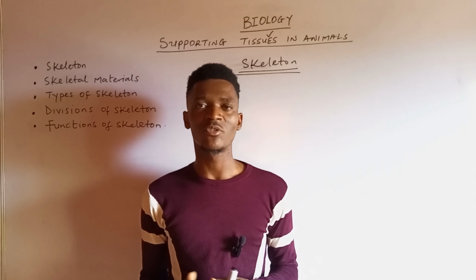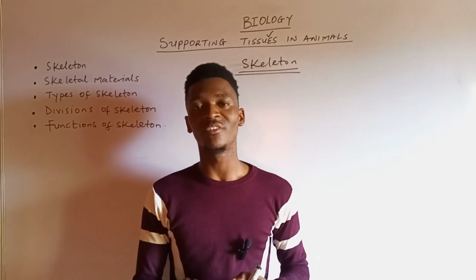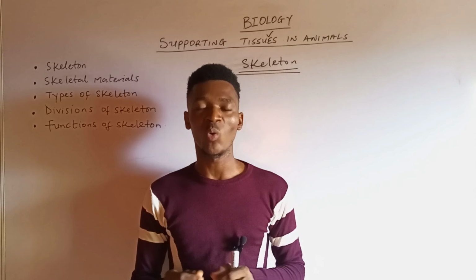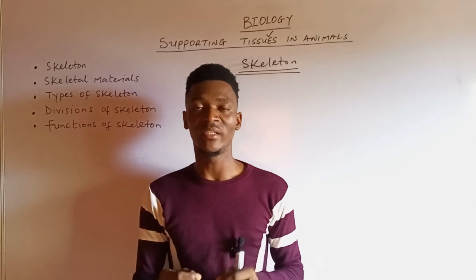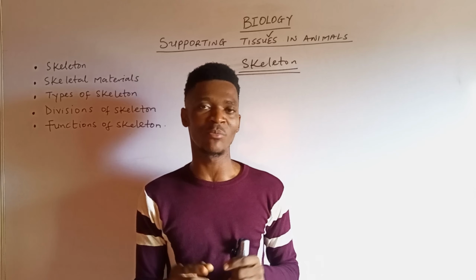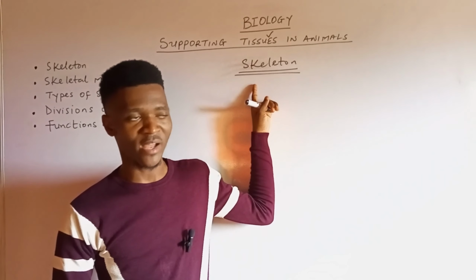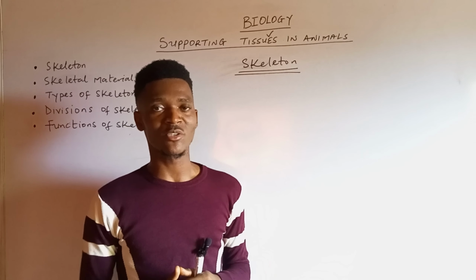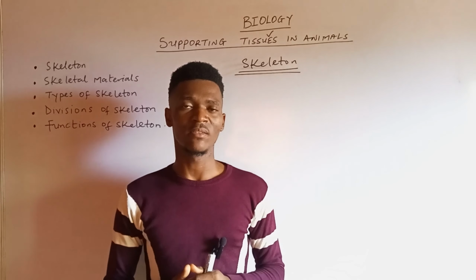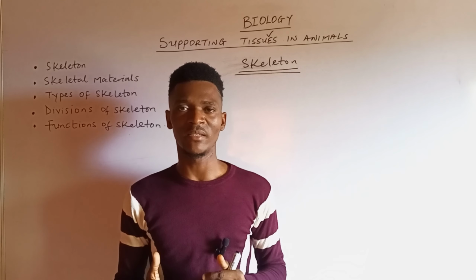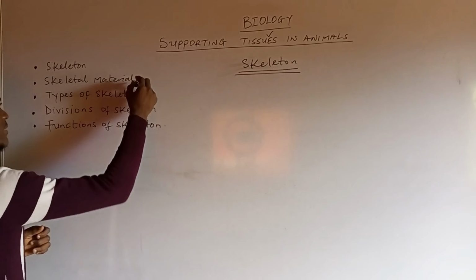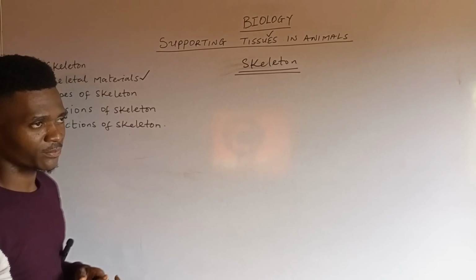Now, you can't give the definition of skeleton without including some of the functions of skeleton. In case you are asked, what is the main supporting tissue in animals? Please, the main supporting tissue in animals remains skeleton. All right? And we all know the definition of skeleton already. Then the next, what makes up skeleton? What are the materials that you can see makes up skeleton? That will bring us to the next, being the skeletal materials.